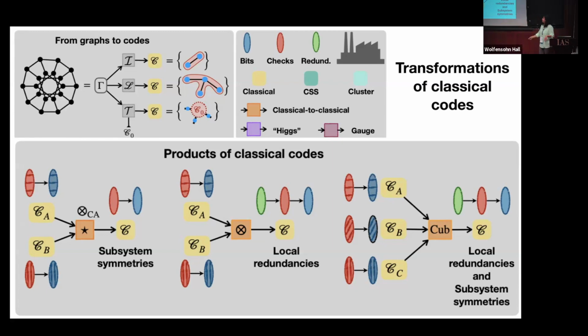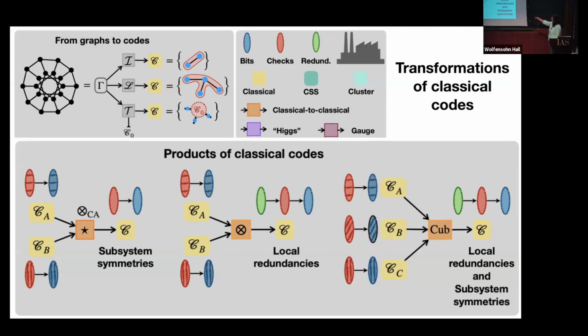Then there are other products, the simplest of which is just a tensor product. I'll tell you what that is in the next slide, I think. Which create local redundancies. Okay, so this is really important. This is what we wanted, right? How do you start from codes which have no local redundancies and build a code with local redundancies, which you can then use to gauge and get a non-trivial quantum code out of it, okay?